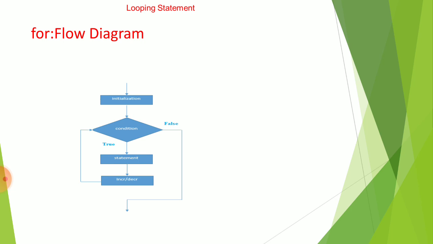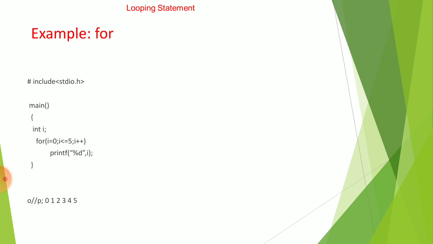It is a flow diagram for the for loop. First is initialization, then condition. If the condition is true, it executes the statements, then it increments or decrements the variable, then it goes back to check the condition. If the condition is false, it comes out from the for loop.